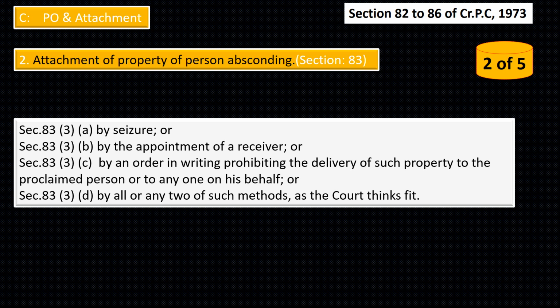Subsection 3 of section 83 speaks about the property to be attached, whether it is a debt or a movable property. The attachment under this section shall be made by seizure, meaning by taking physical possession. Number 2, by appointment of a receiver. Number 3, by order in writing prohibiting the delivery of such property to the proclaimed person or to anyone on his behalf. Or by all or any two of such methods as the court thinks fit.